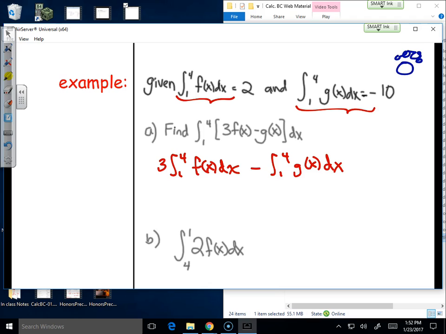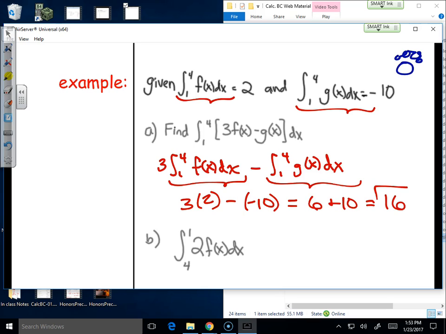So what can we do? Plug it in. Plug in 2 for the first integral, and plug in negative 10 for the second, and we end up with 6 plus 10, which is 16. Does that make sense?